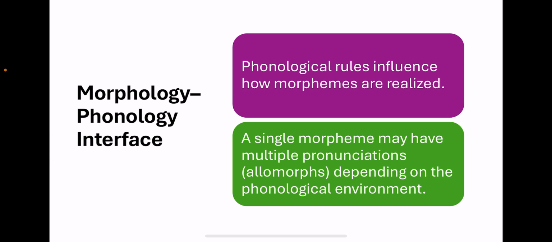Or we have the morpheme d. It can give the sound d, it can give the sound t, or it can give the sound id. So there are different pronunciations. And these different realizations are known as allomorphs, depending on the phonological environment, that is, how this morpheme is used, whether it is followed by a voiced or voiceless consonant, one syllable or two syllables, and so on. So we have rules.